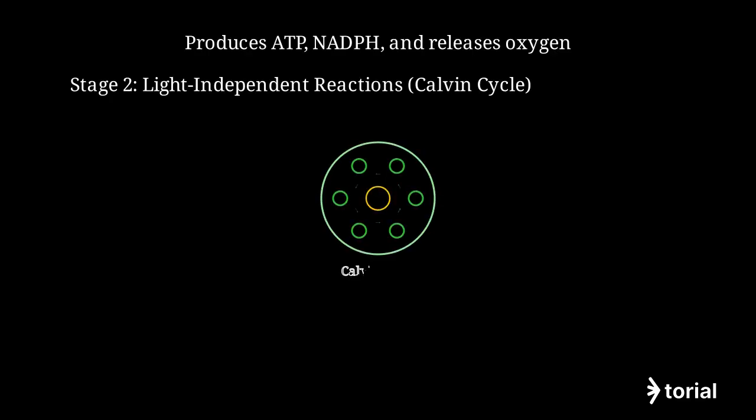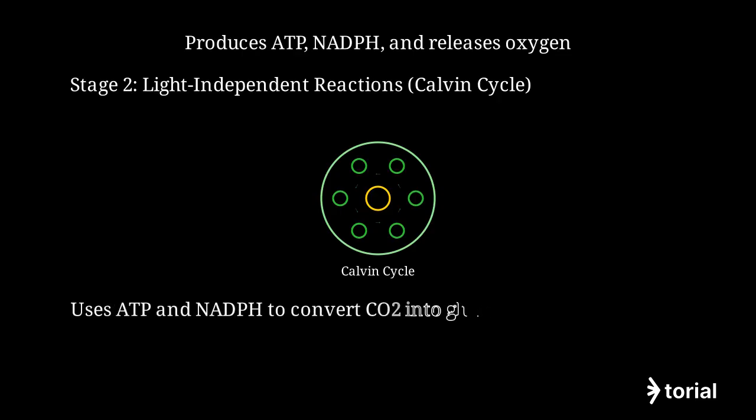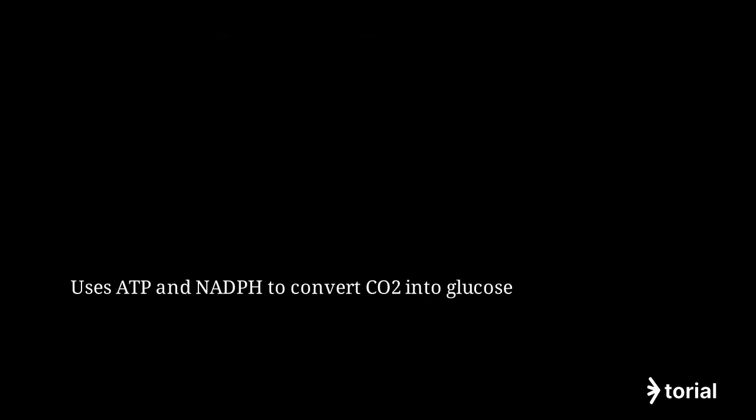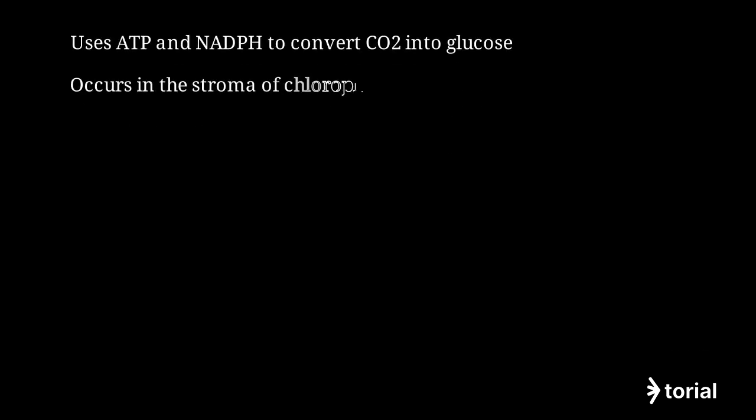The Calvin cycle is a series of reactions that occur in a circular pathway, using the ATP and NADPH from the first stage. This cycle uses the energy from ATP and the electrons from NADPH to convert carbon dioxide into glucose sugar. These reactions take place in the stroma, which is the fluid-filled space surrounding the thylakoids. The Calvin cycle takes 3 carbon dioxide molecules and uses 9 ATP and 6 NADPH to eventually produce glucose.